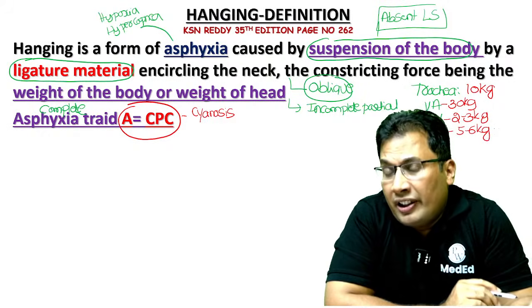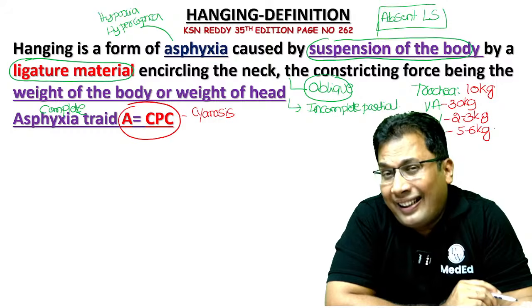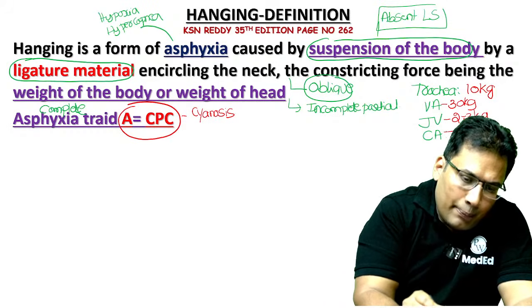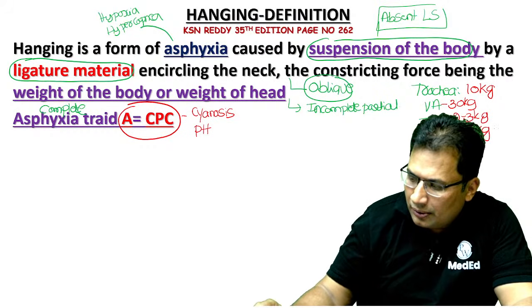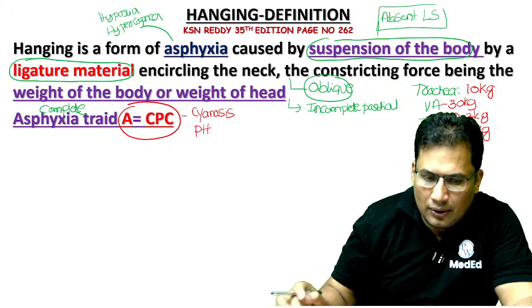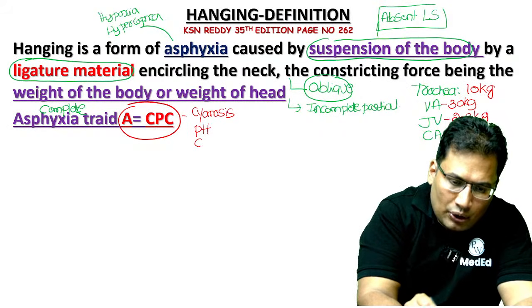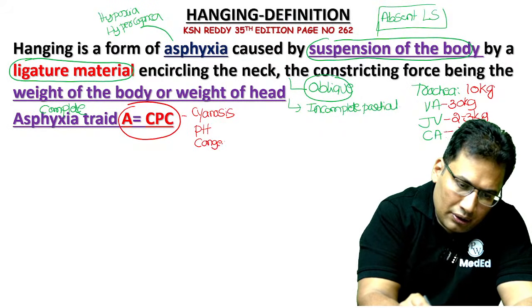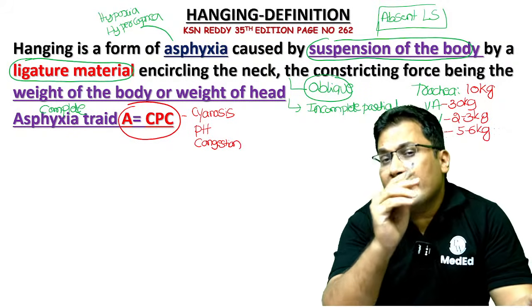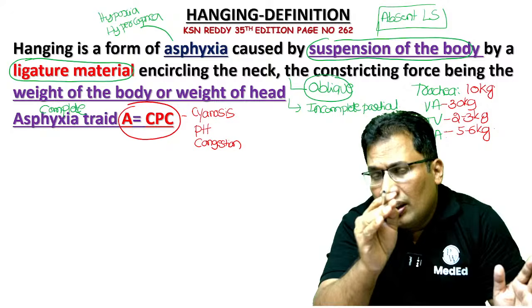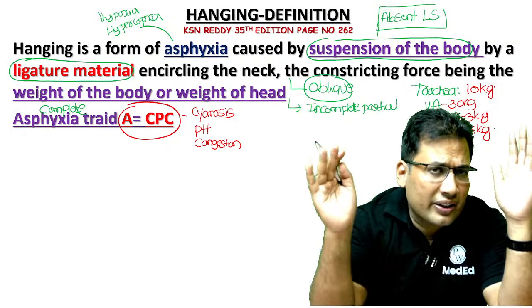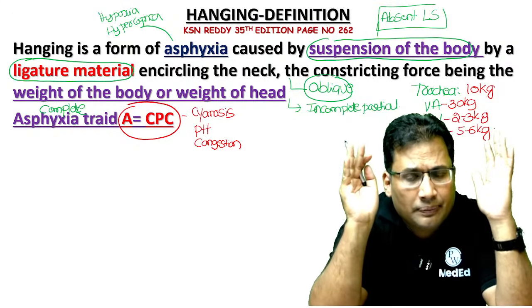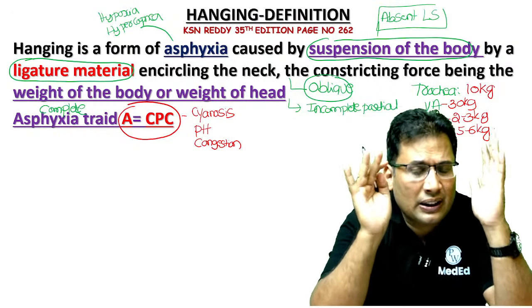Cyanosis occurs because of deoxyhemoglobin when it is more than 5 gram per deciliter. Petechial hemorrhages, also known as Tardieu spots. Then also congestion. All the organs are congested in case of hanging. You take brain, you take spleen, lung, all the organs are congested in any case of asphyxia. A common finding, non-specific finding.